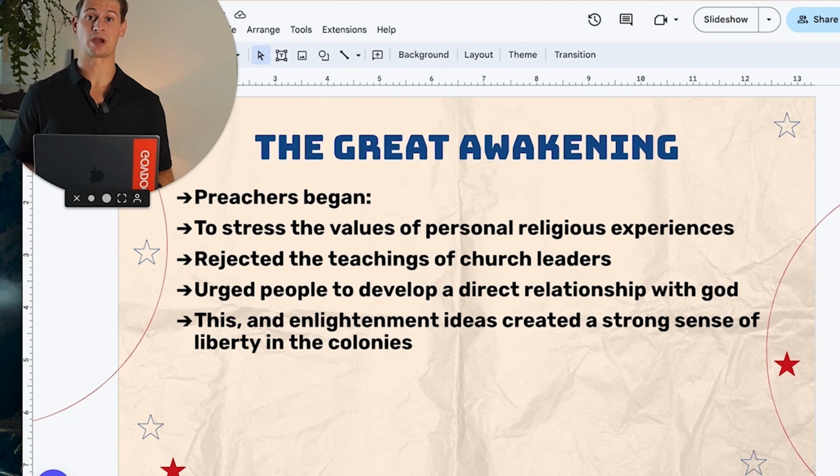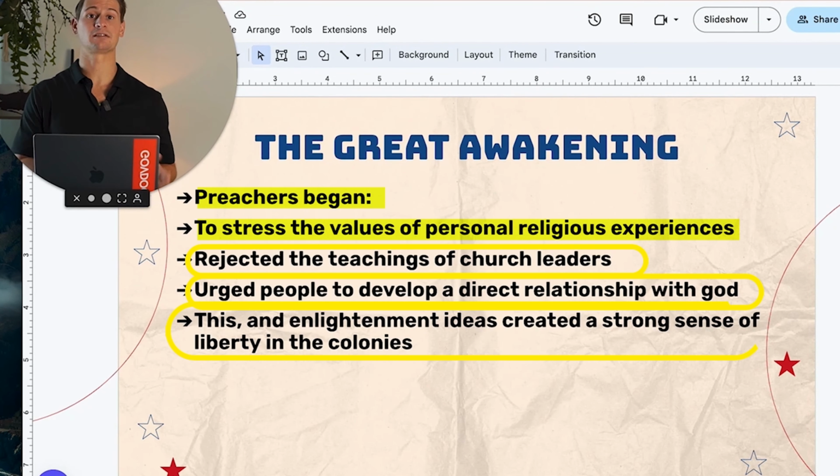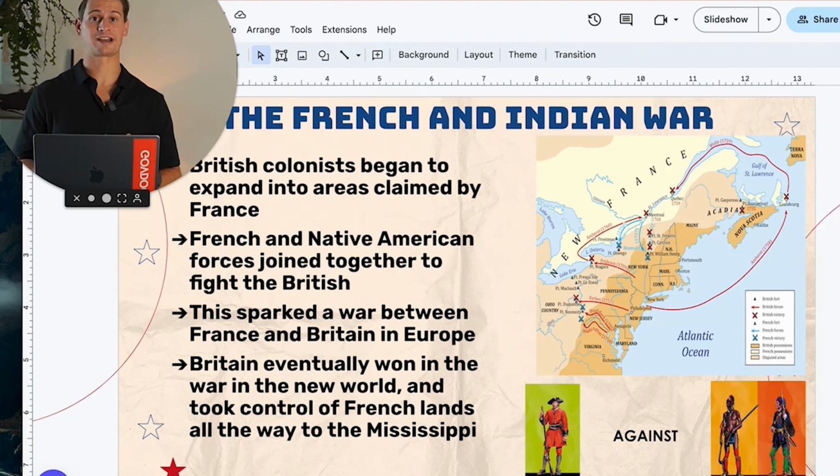This brings us to the Great Awakening, where preachers began to stress the importance of personal religious experiences, as opposed to listening to the messages of church leaders. And instead of developing a relationship with God through your church leader, the Great Awakening really says that you can develop that relationship yourself. You don't need that intermediary. This, plus the Enlightenment ideas from people such as John Locke, really developed a strong sense of liberty in the colonies.